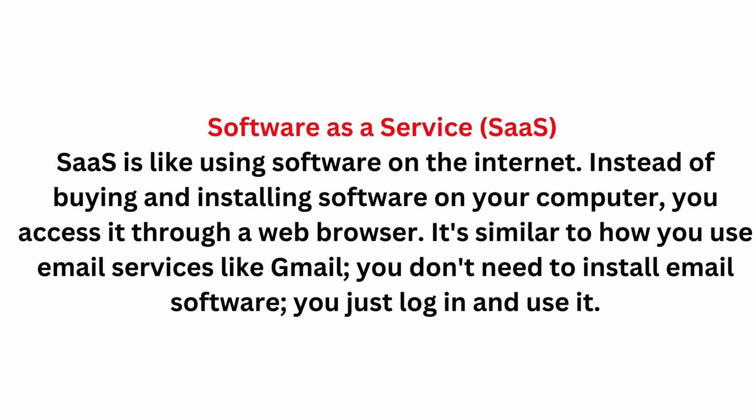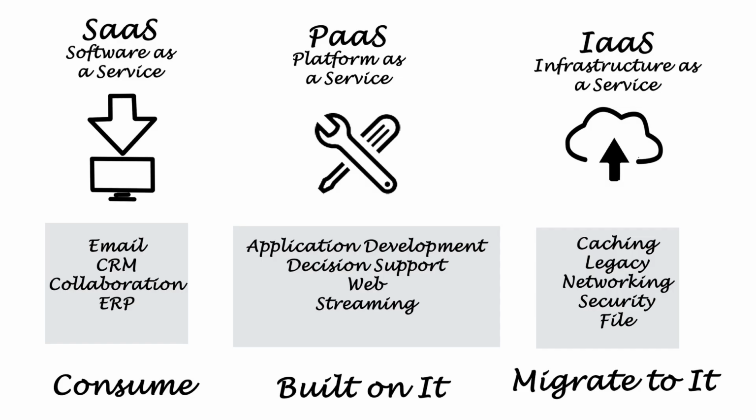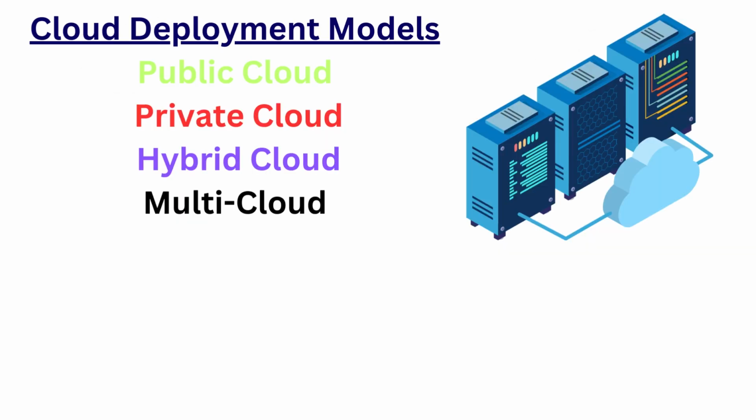In short, IaaS provides the basic computer parts. PaaS offers a fully equipped workspace for your tasks, and SaaS provides ready-to-use software accessible online. These models make it easier for businesses and individuals to use technology without the hassle of managing the nitty-gritty details.